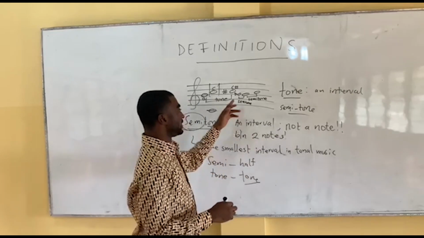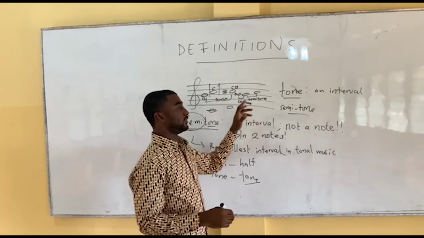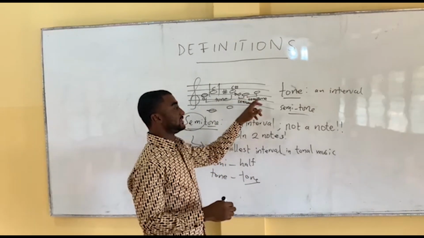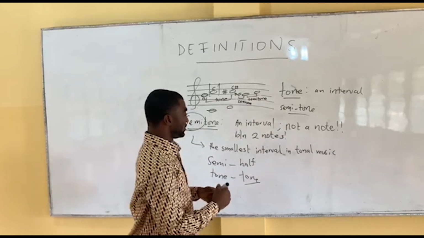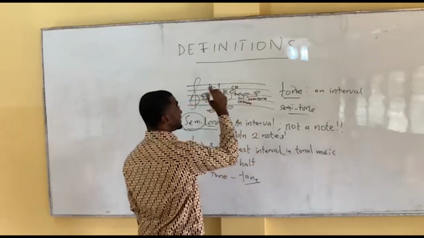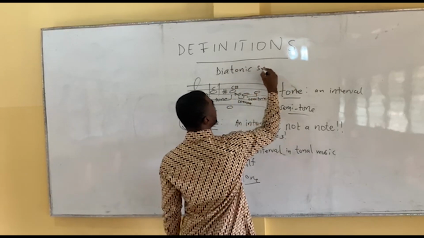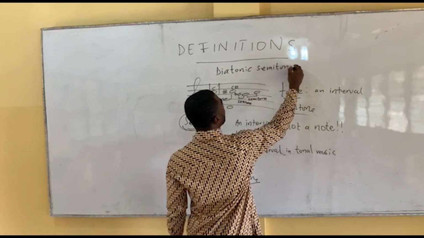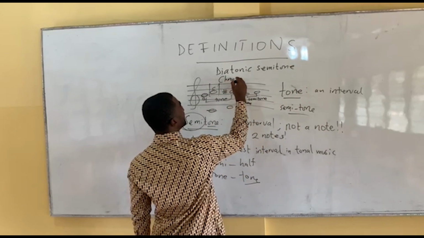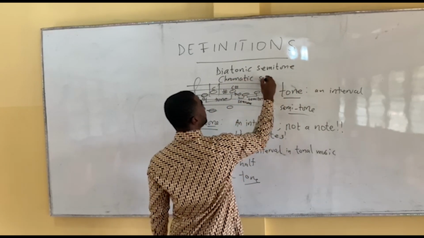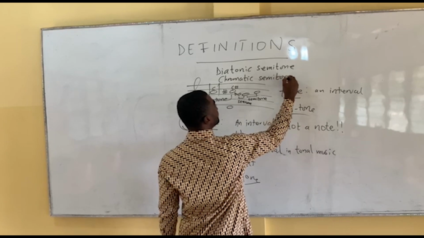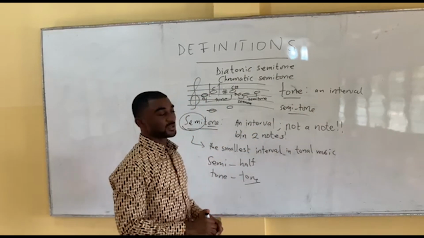Why do I say so? The B flat is a black key on the keyboard, the B is a white key, and the C is a white key. So take note of these, we'll be coming to that in a second. There's a difference between diatonic semitone and chromatic semitone. What's the difference?